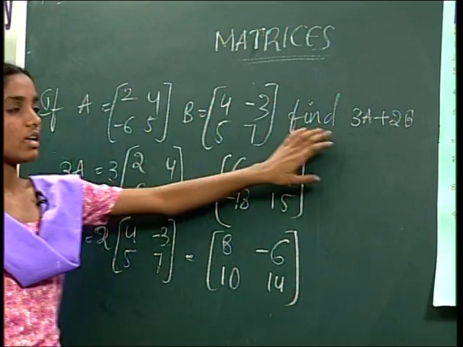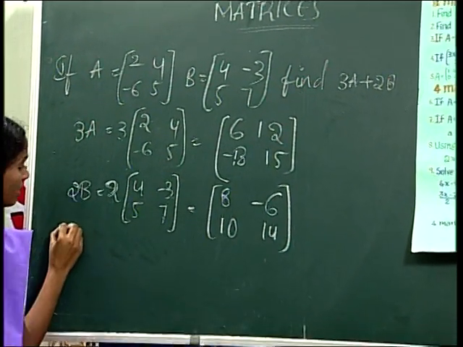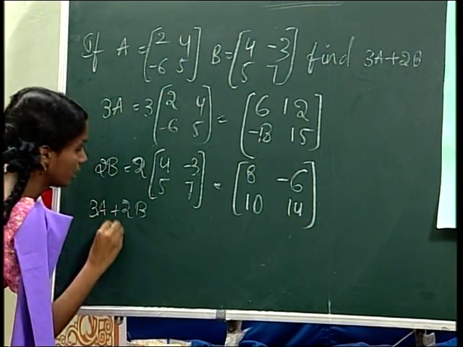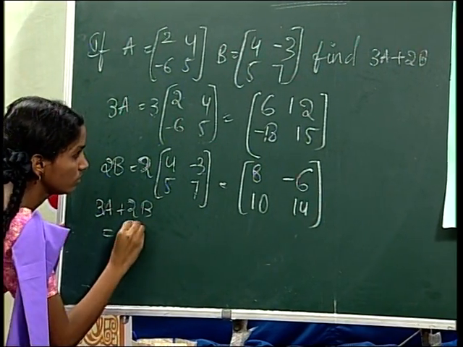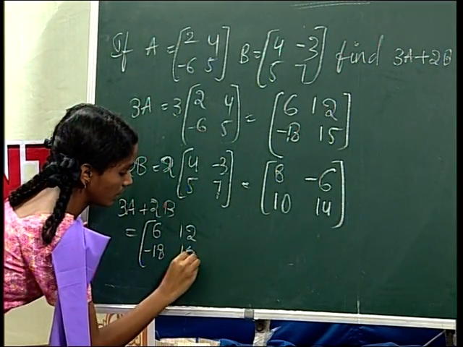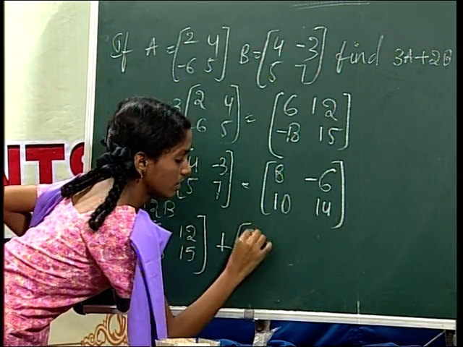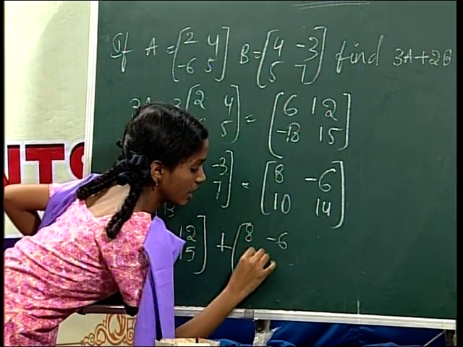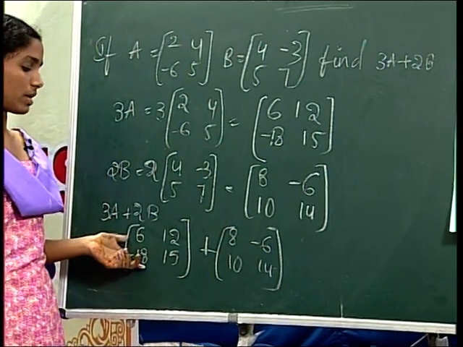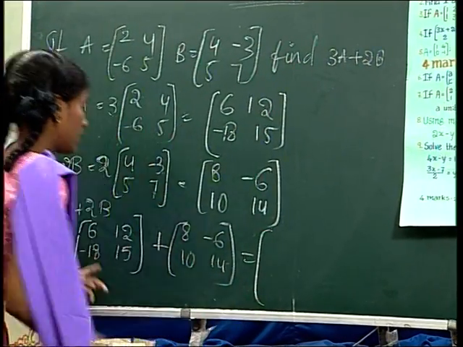What you have to find? 3A plus 2B. Let us find 3A plus 2B. What is 3A here? 6, 12, minus 18, 15. Plus, what is 2B here? 8, minus 6, 10, 14. In addition of matrix, the corresponding elements are added. See here, what are the corresponding elements here?